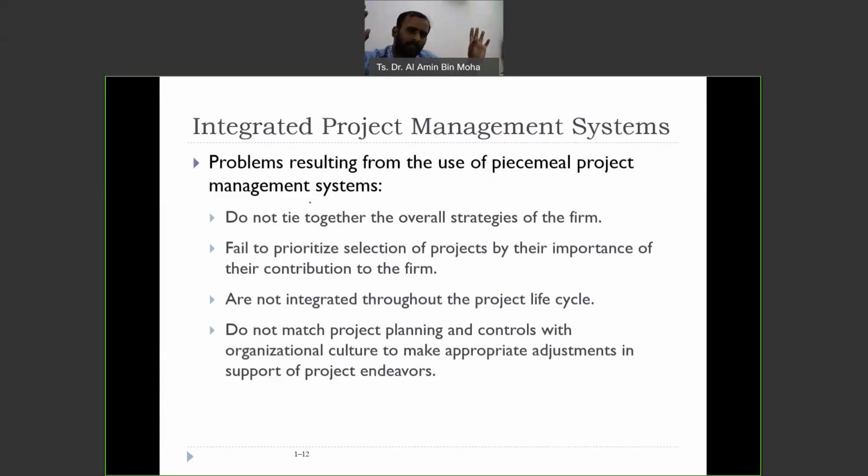The example is the HR will order the raw material. So how are they going to sync if the information on the capacity of the production is not being updated to the HR? That's the example. Okay, so they are going in their own direction, not the firm's direction. So they do not tie together the overall strategies of the firm. How are they going to achieve the objectives or the goal of the company?